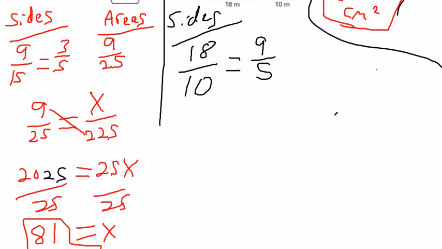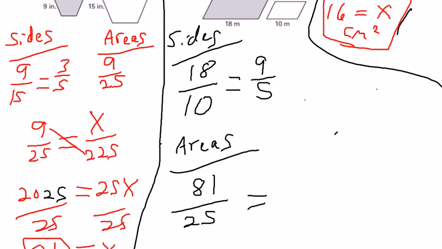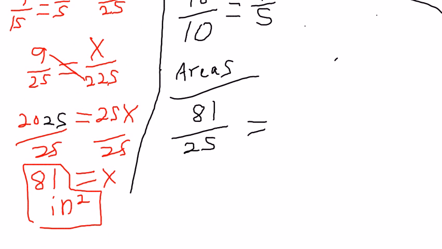I'm not going to use that same ratio to compare the areas. For the areas, you have to square that. So 81 over 25. Then I can set this up as a proportion with the area I know, 162, and the area I don't know, x. So 81 over 25 equals 162 over x.